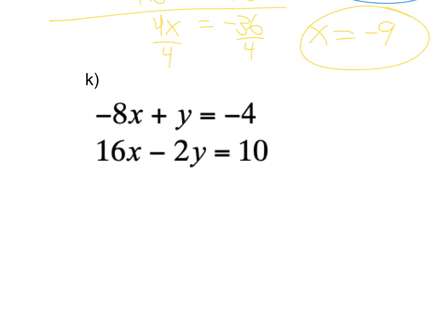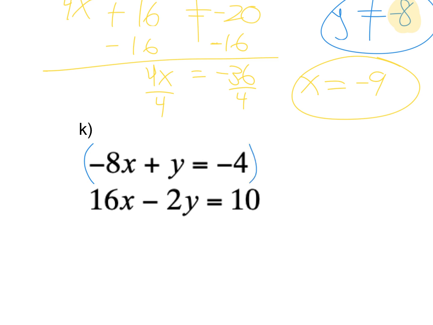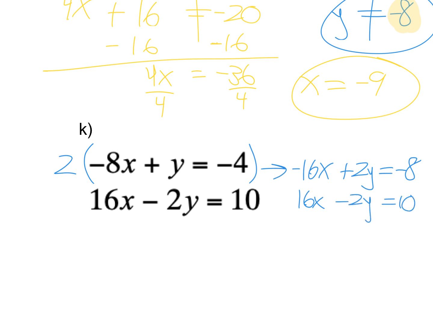I noticed right away I have just plus y, and I know I could think of there being a 1 here. And in my second equation, I have negative 2y. So if I multiply this equation by 2, I'll get 2y, and then I have negative 2y. Those will add to 0. So I want to multiply this top equation by 2. As I do that, I get negative 16x plus 2y equals negative 8. Then I will copy the bottom equation, so 16x minus 2y equals 10.